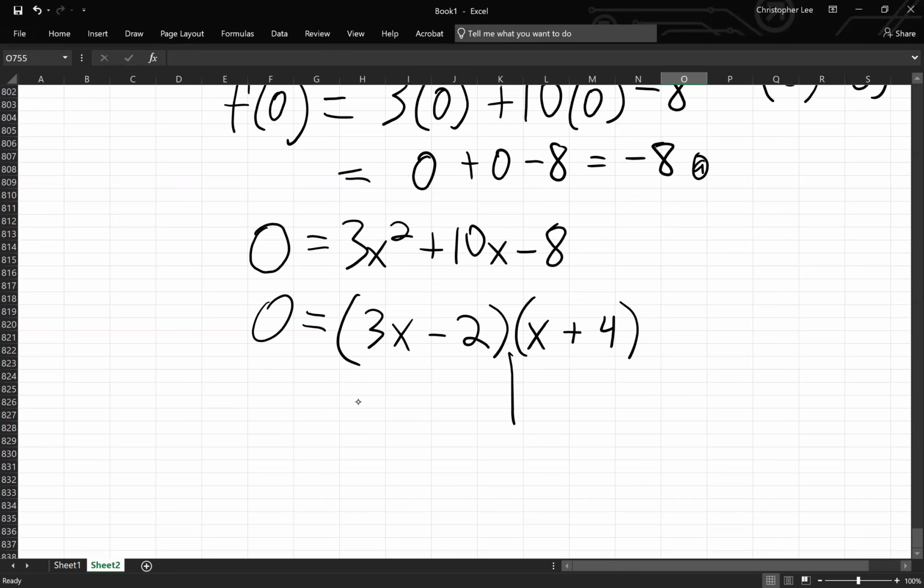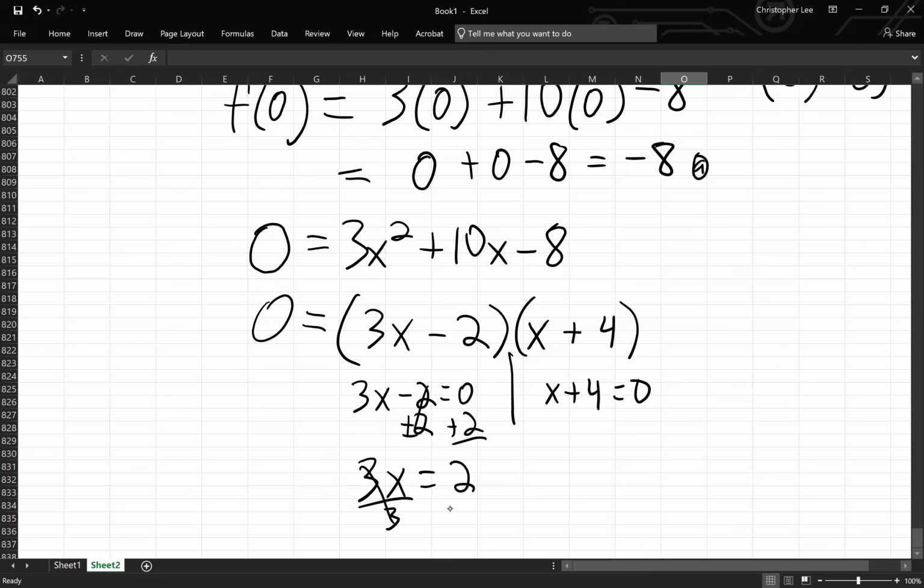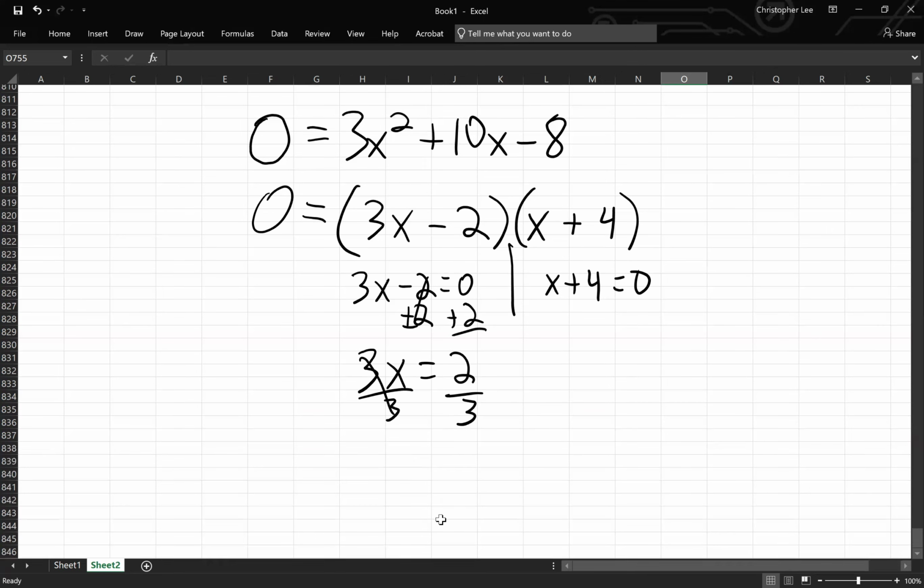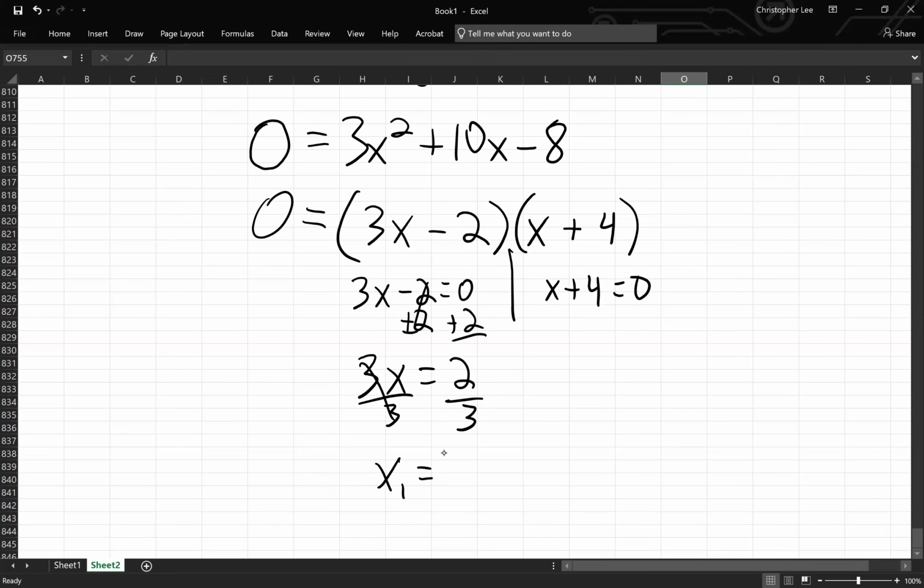Set both of these equal to 0. I have 3x minus 2 equals 0 and x plus 4 equals 0. I'm going to add 2, add 2. So I have 3x is equal to 2, divide by 3, divide by 3. So x1 is equal to 2 over 3. Over here, I'm going to subtract 4. What I do to one side, I do to the other. So x2 is equal to negative 4.